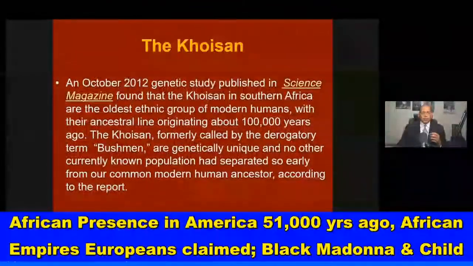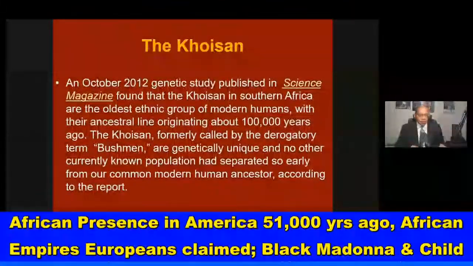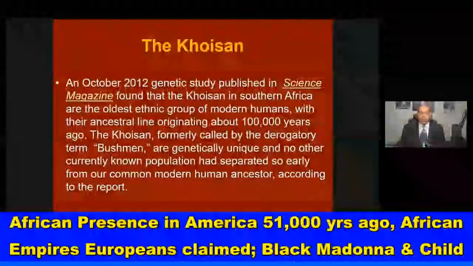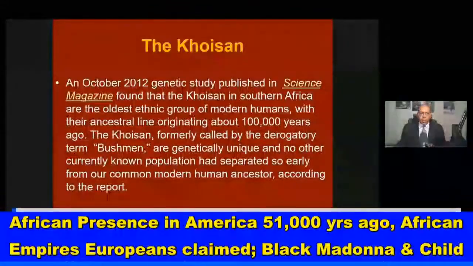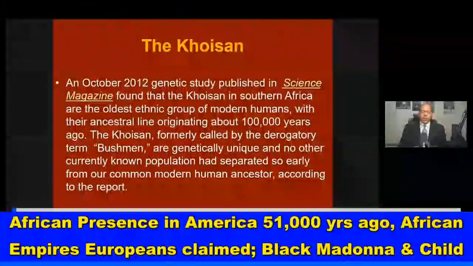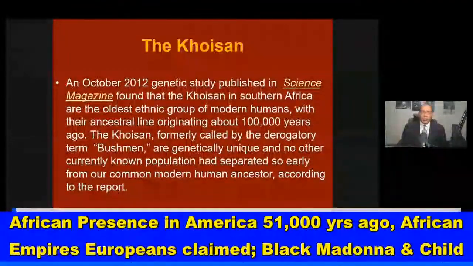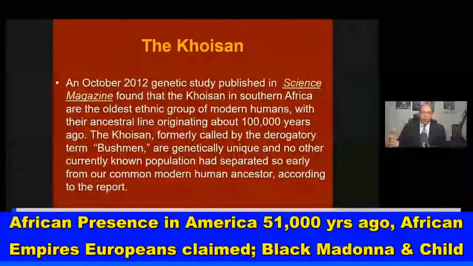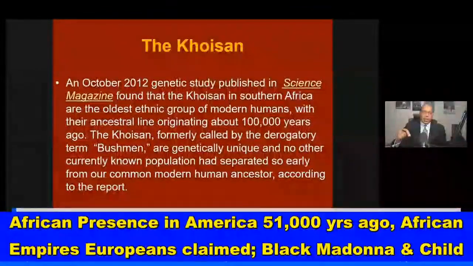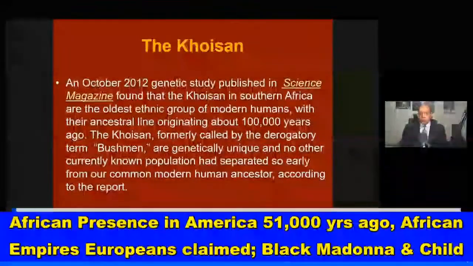in an October 2012 genetic study published in Science magazine, it found that the Khoisan in Southern Africa are the oldest ethnic group of modern humans, with their ancestral line originating about 100,000 years ago. The Khoisan, formerly called by the derogatory term Bushmen, are genetically unique, and no other currently known population has separated so early from our common modern human ancestor, according to the report.